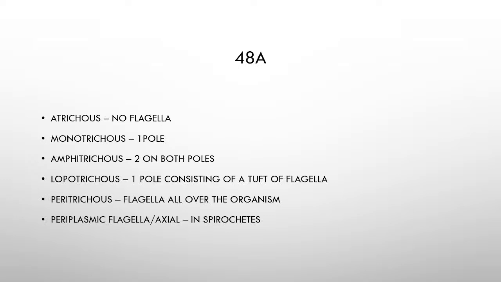So, Atricus, there's no flagella. Okay? Monotricus, one pole of flagella. Amphitricus, poles on both sides, basically. Lophotricus is basically a tuft of flagella. Okay? Peritricus is all over the organism, hence the term peri. And periplasmic flagella or axial filaments, usually seen in spirochetes. So, yorn. Okay? Hindi ko alam kung ano yung cephalopotricus.